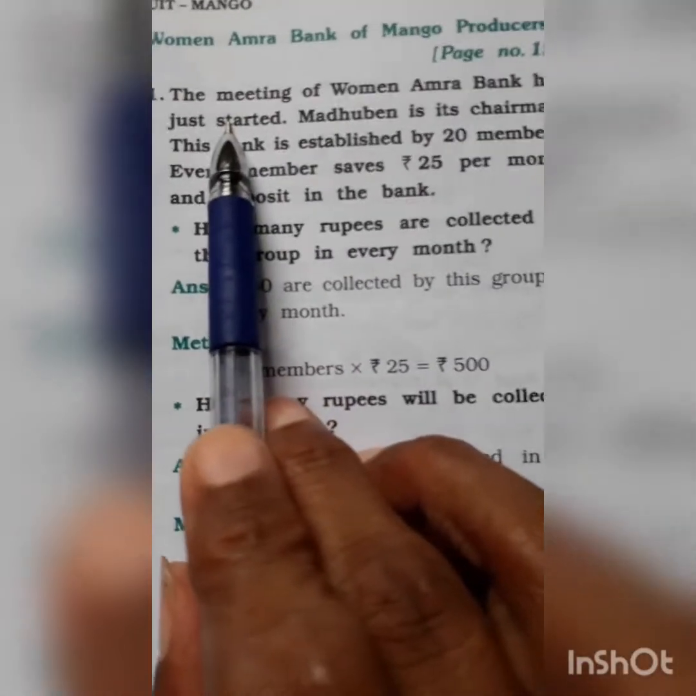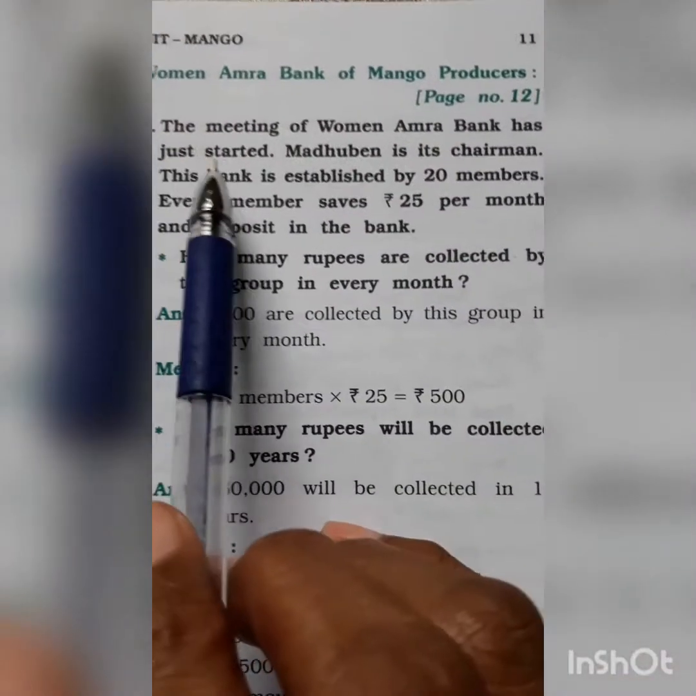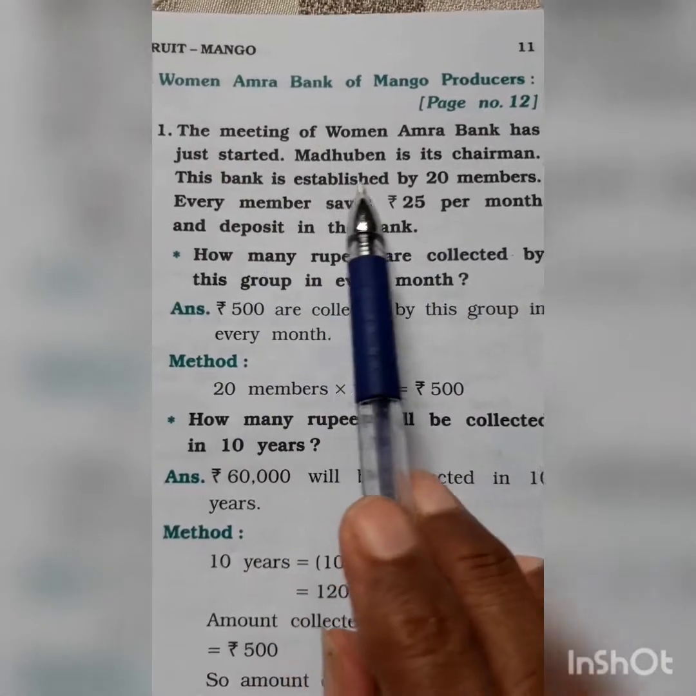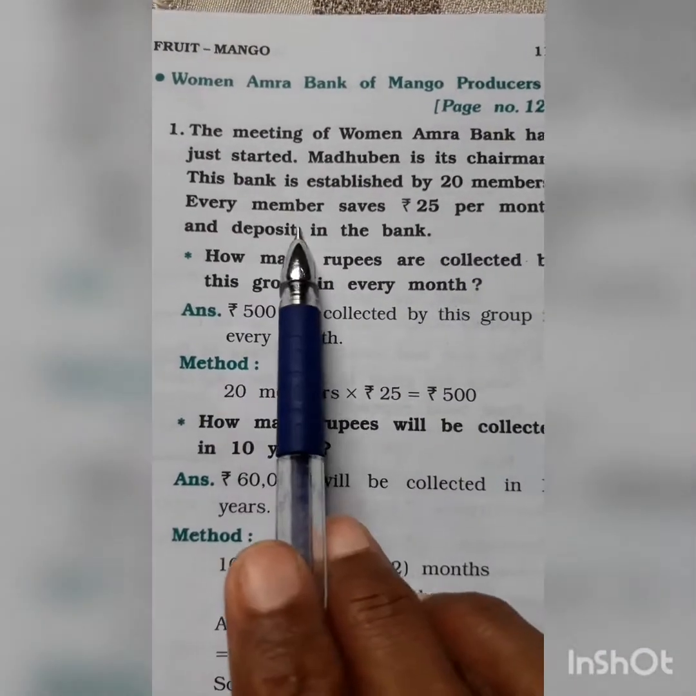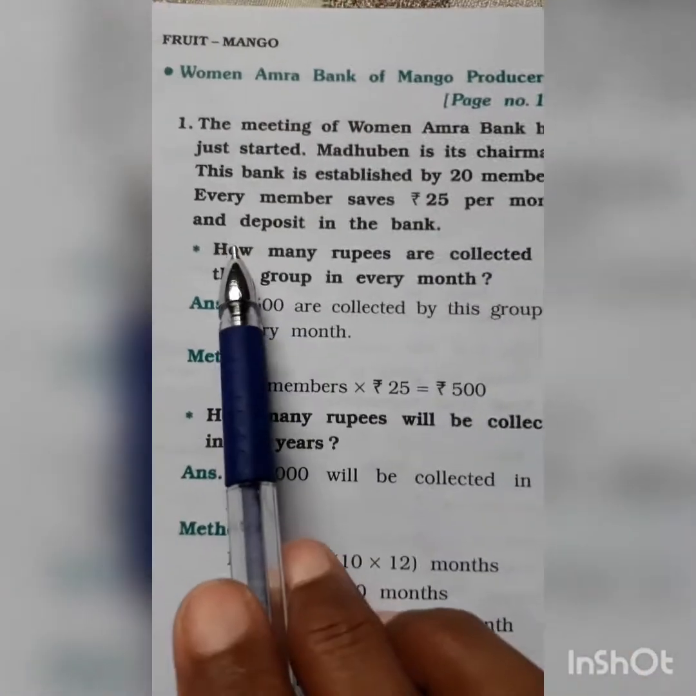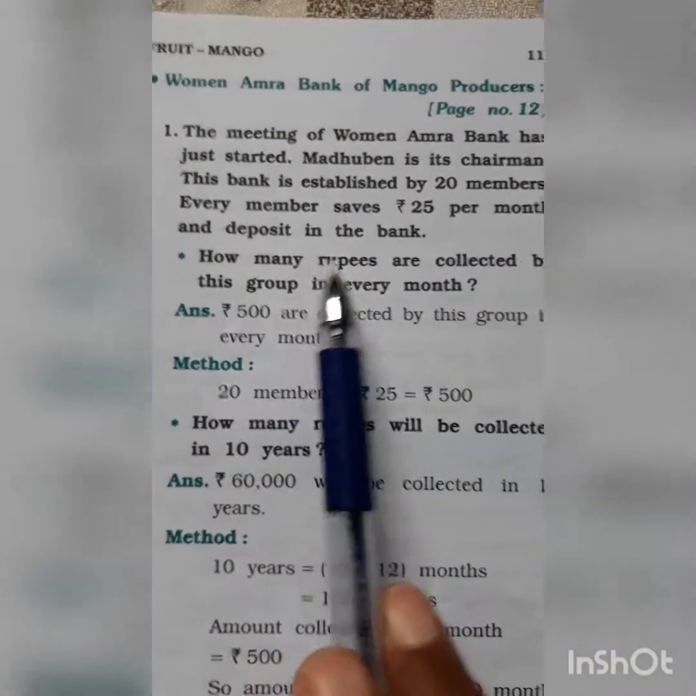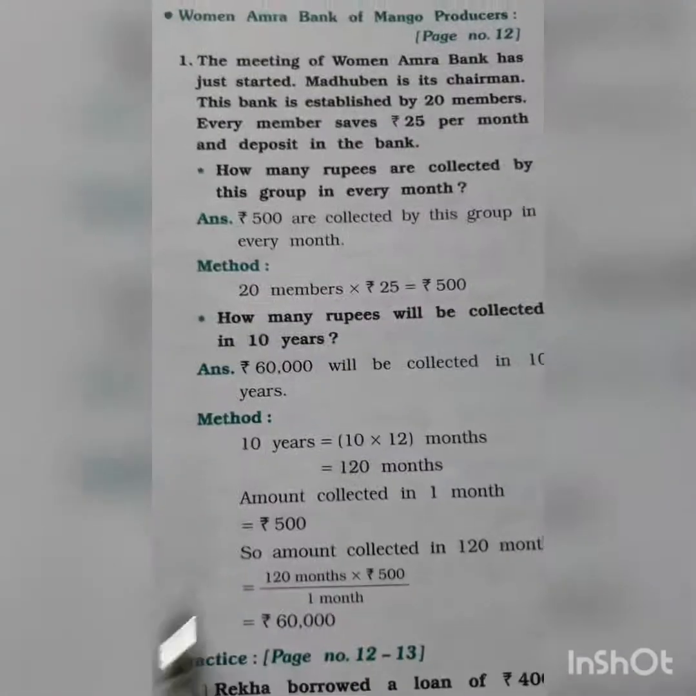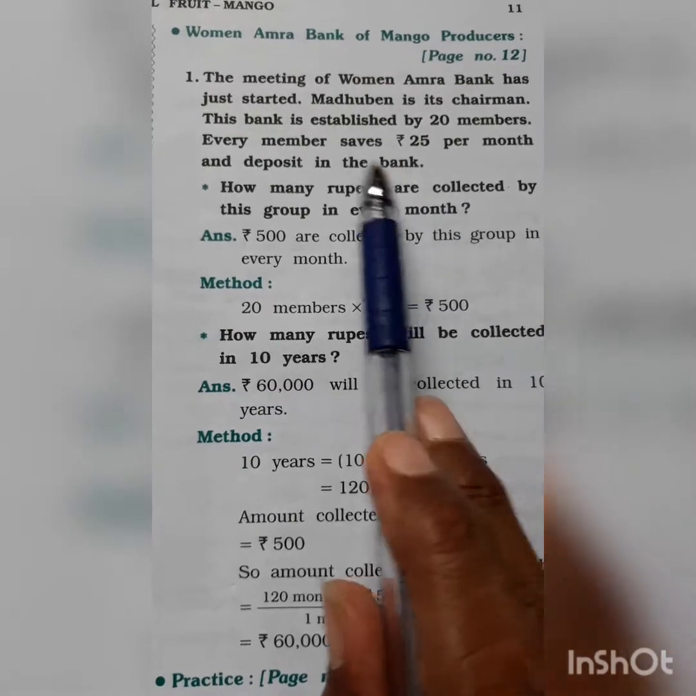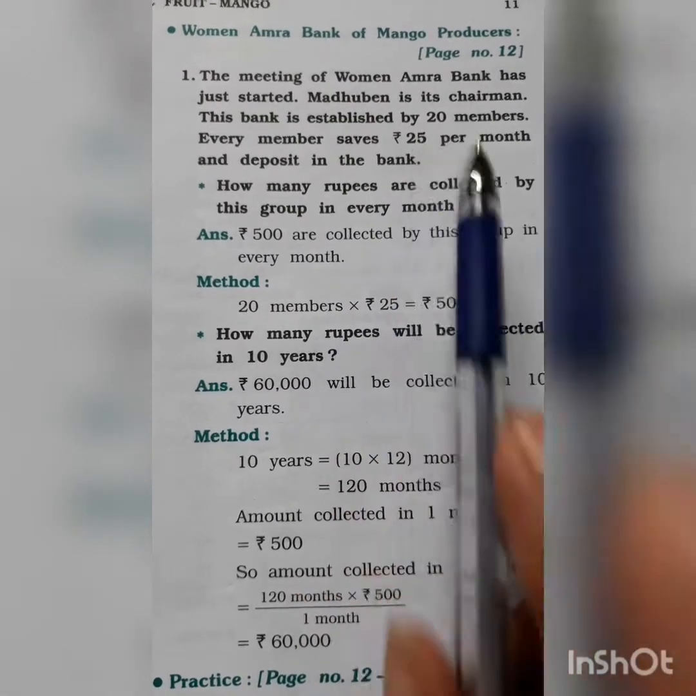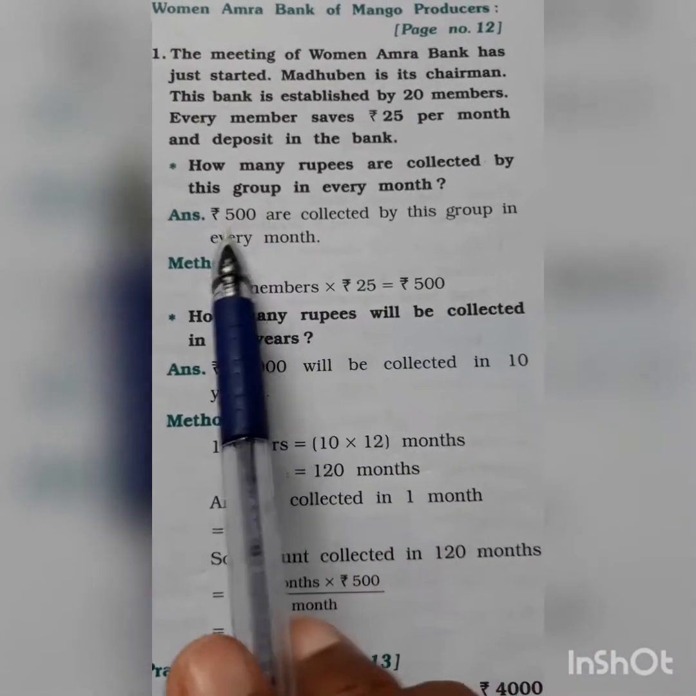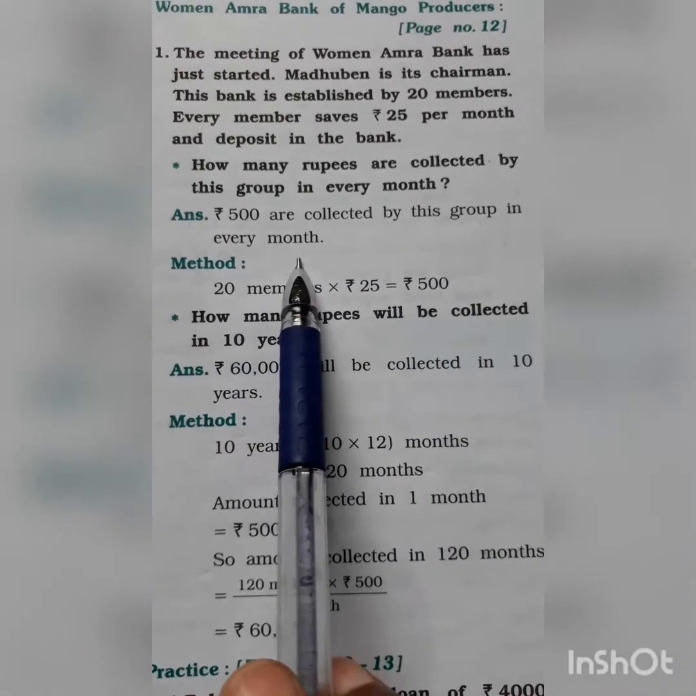Now see, this is on your page number 12 of textbook. The meeting of women Amra has just started. Madhuben is its chairman. This bank is established by 20 members. Every member saves rupees 25 per month and deposits in the bank. Now see, how many rupees are collected by this group in every month? See, 20 members and every member saves 25. So 20 multiplied by 25 is equal to 500. So the first answer is rupees 500 are collected by this group in every month.